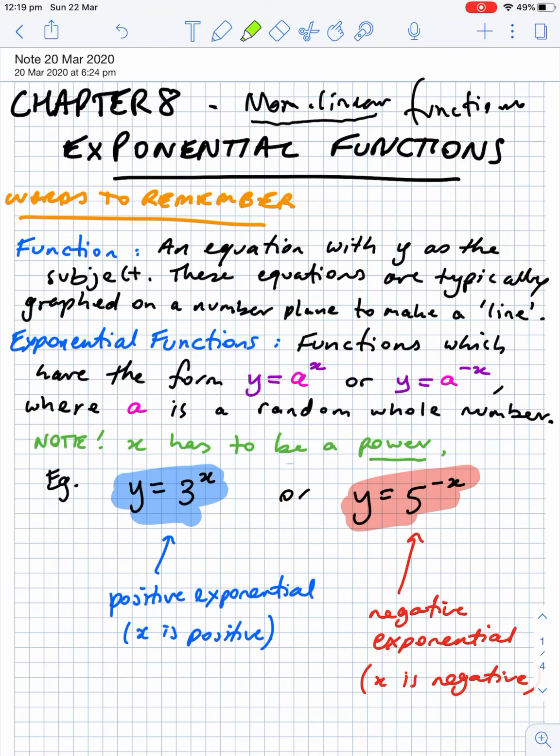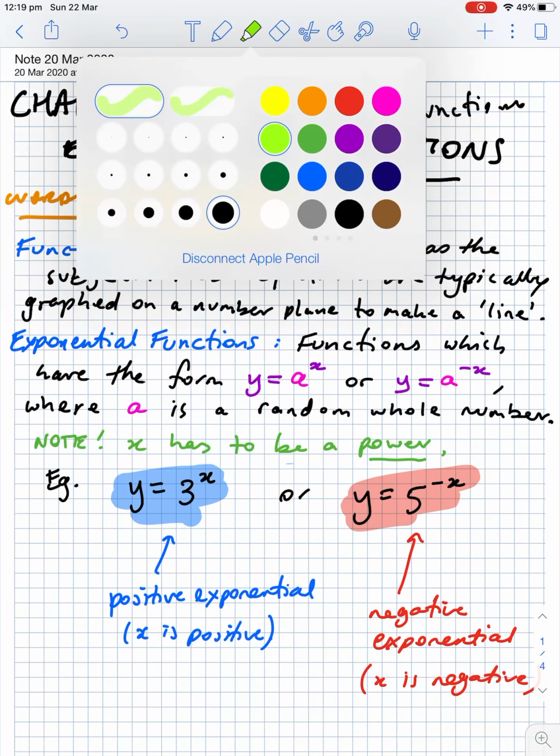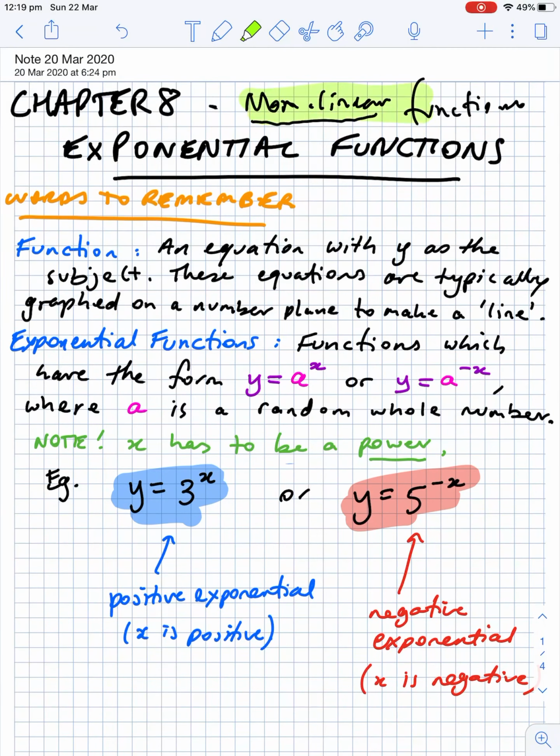Today we're starting a new chapter. So we just finished the annuities chapter and now we're on to the non-linear functions chapter. Sorry about my messy writing up the top here. So non-linear functions. That pretty much means some of the graphs that we're going to be dealing with here are non-linear. So that pretty much means they're no longer straight lines. So we're going to be dealing with different sorts of curves.